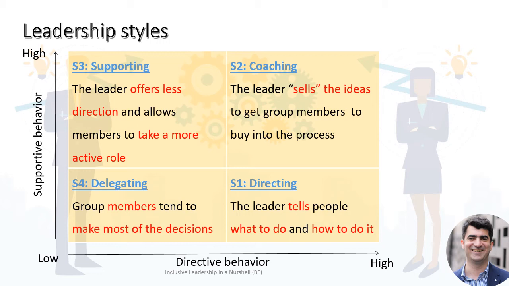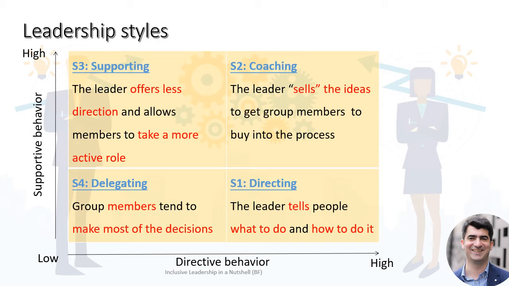The next leadership style is S3, supporting leadership. Basically, the leader participates in decision making, but most decisions are made by the team. The leaders offer less direction and allow the team members to take a more active role when the supporting leadership style is adopted.